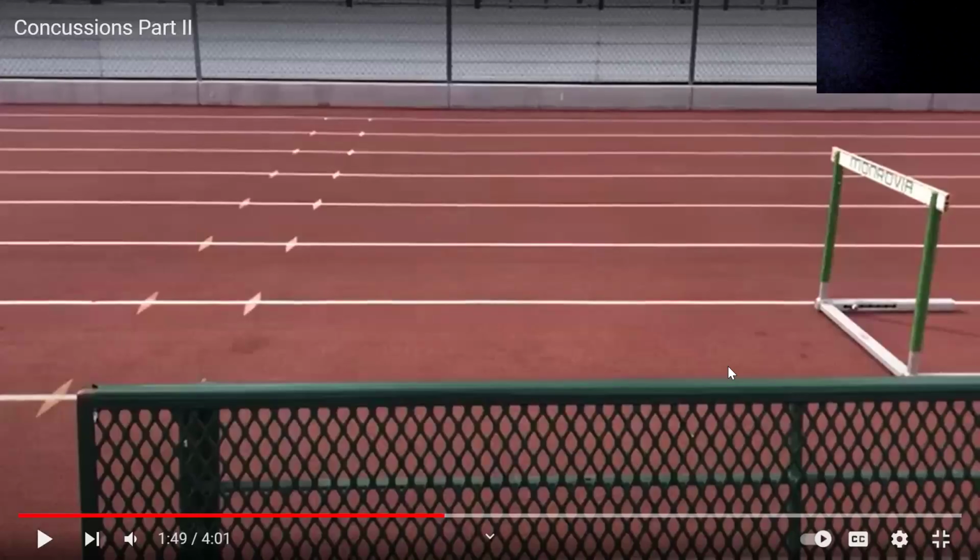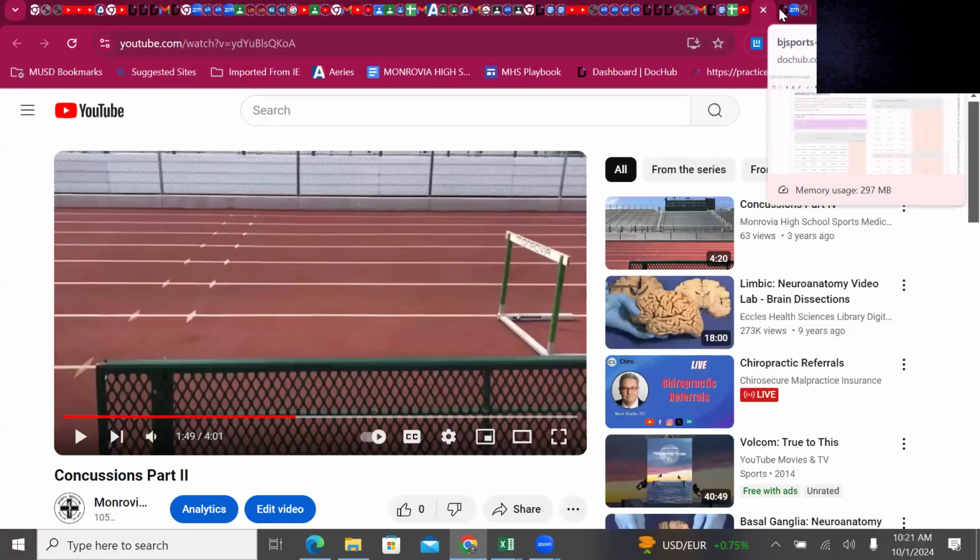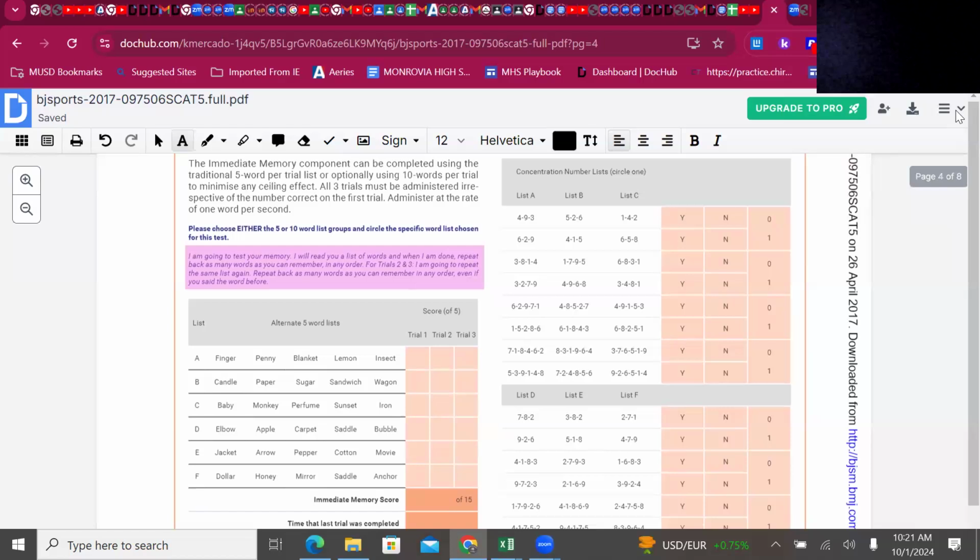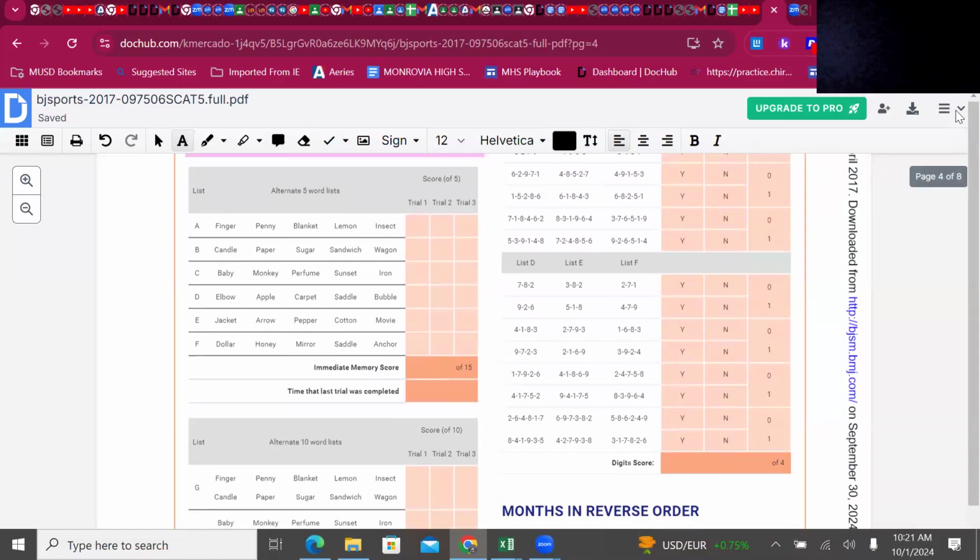All right, so how I would score that. I would score trial 1 with a 5 because Red got all 5 answers right. So I'd score it a 5. Trial 2 would be scored a 5 again because Red got all the answers right, and trial 3 would be 5. So when I score it, it would be 15 out of 15.